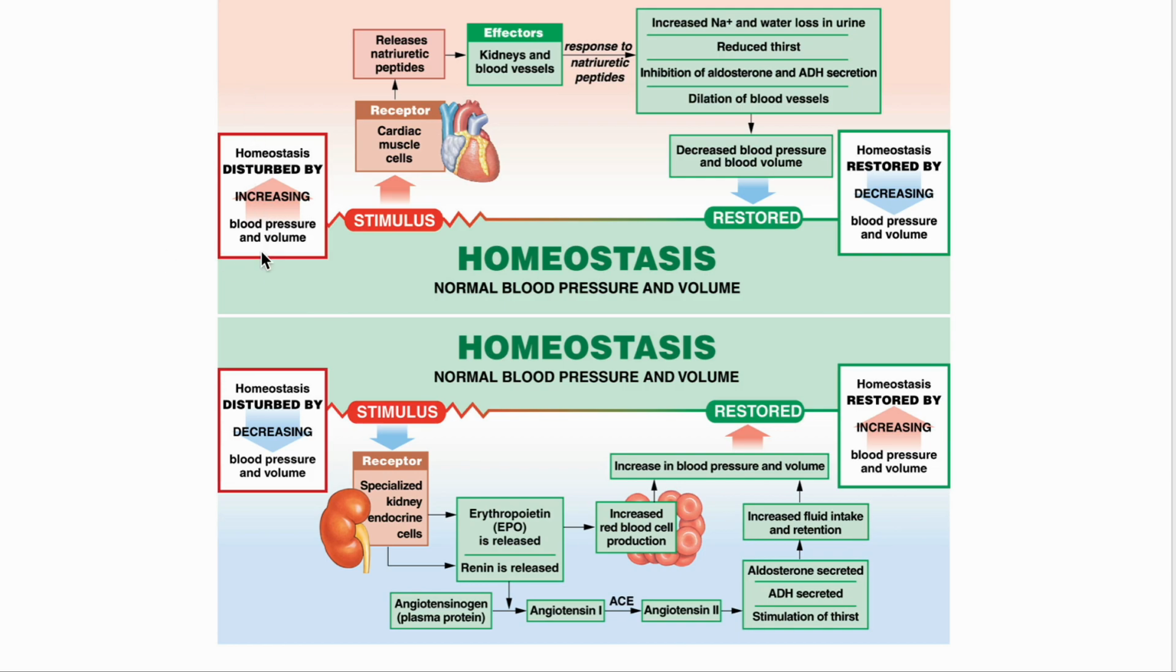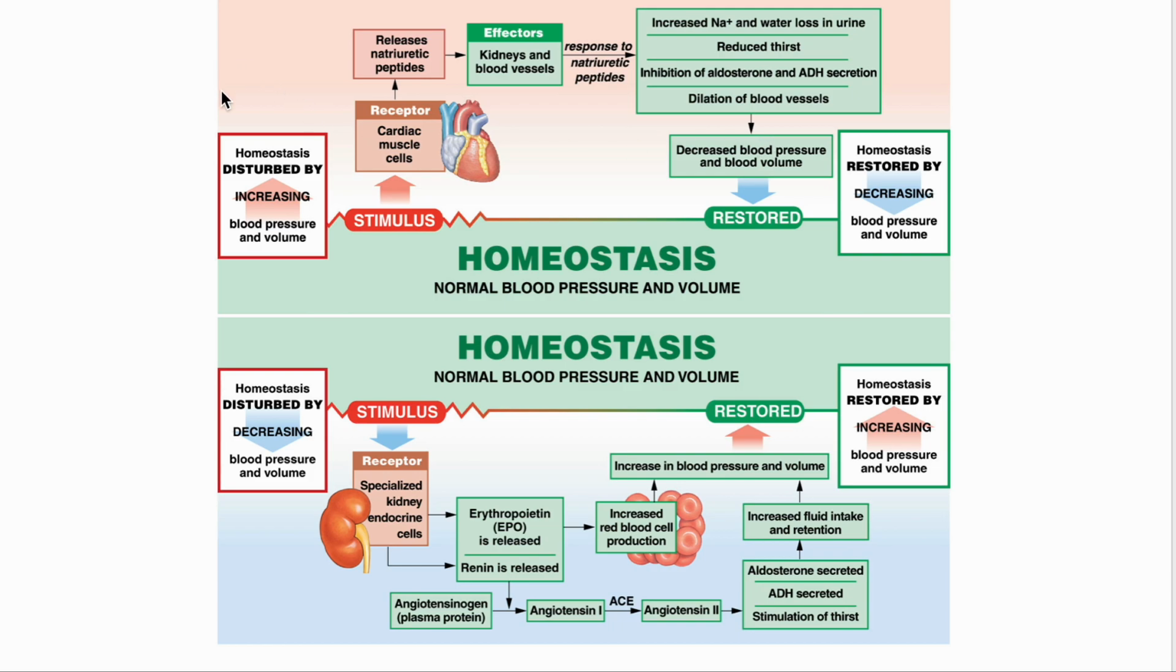So if our blood pressure gets too high, so that's the disruption to homeostasis, our blood pressure is increasing, that's going to trigger those receptors in cardiac muscle, which are specialized endocrine cells that release natriuretic peptides. Those will affect the kidneys and the blood vessels, and that will increase the amount of sodium and water released by the kidneys into urine and suppress our thirst response. And over time, that will lead to a decrease in blood pressure and blood volume.